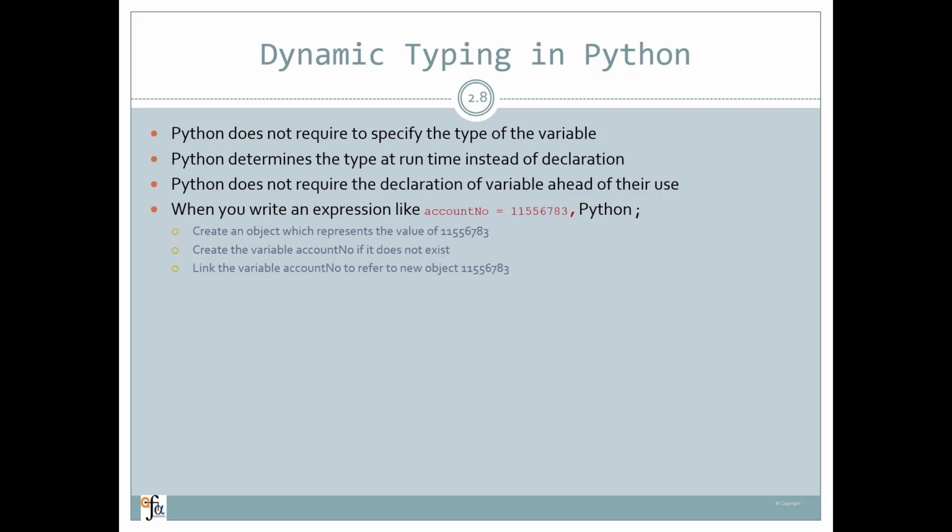We have covered how variable assignment works previously. You use the assignment operator, and on the right hand side of the assignment operator is the object which you want to refer to, and on the left hand is the variable. Now let's see how dynamic typing works and how Python handles it.